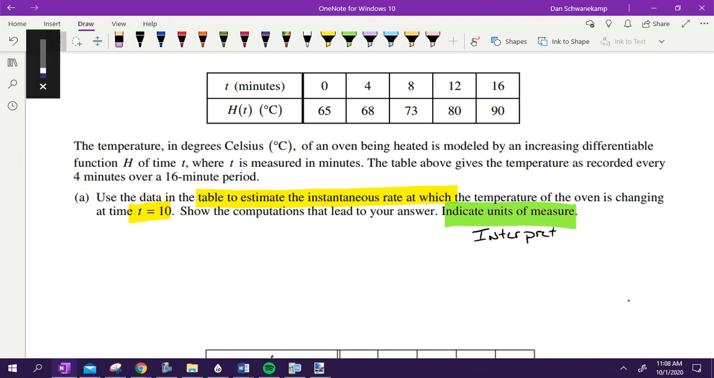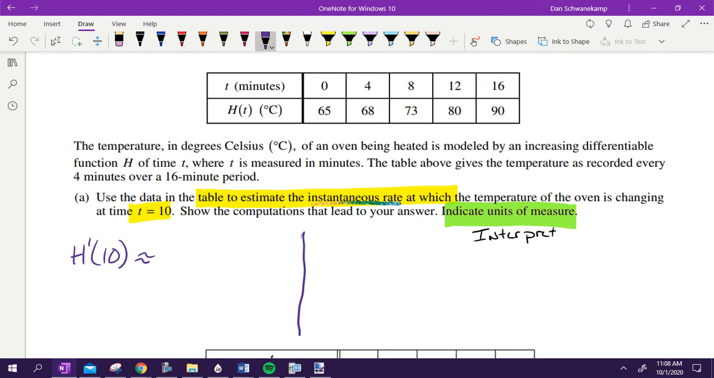Let's see what we can do. We're trying to interpret at T equals 10. So if we're trying to interpret at T equals 10, Isabella, how did you interpret? What does instantaneous rate of change mean, by the way? The derivative. We're finding the derivative. Good. So we are trying to figure out what is H prime at 10, and we are approximating it with the cool little wavy equal sign.